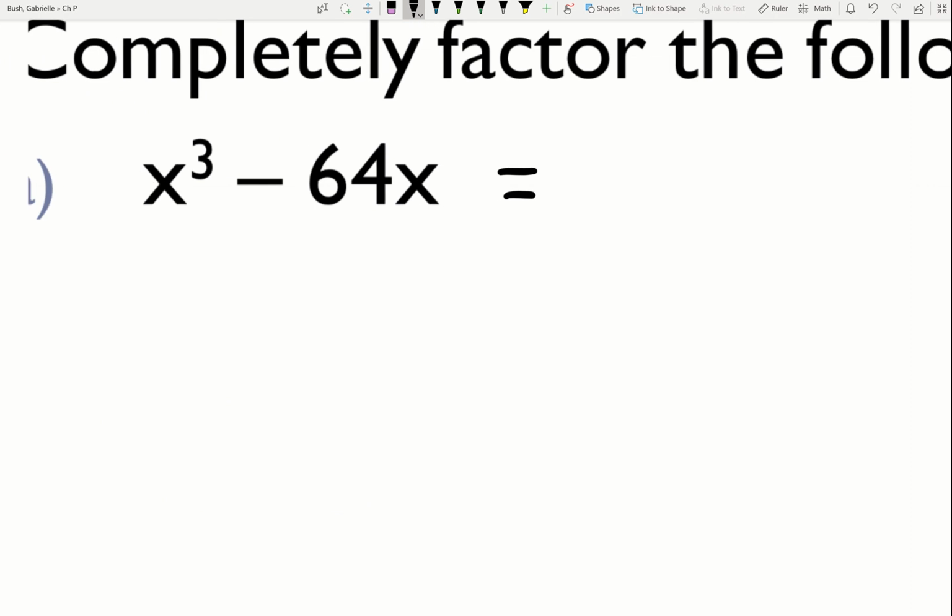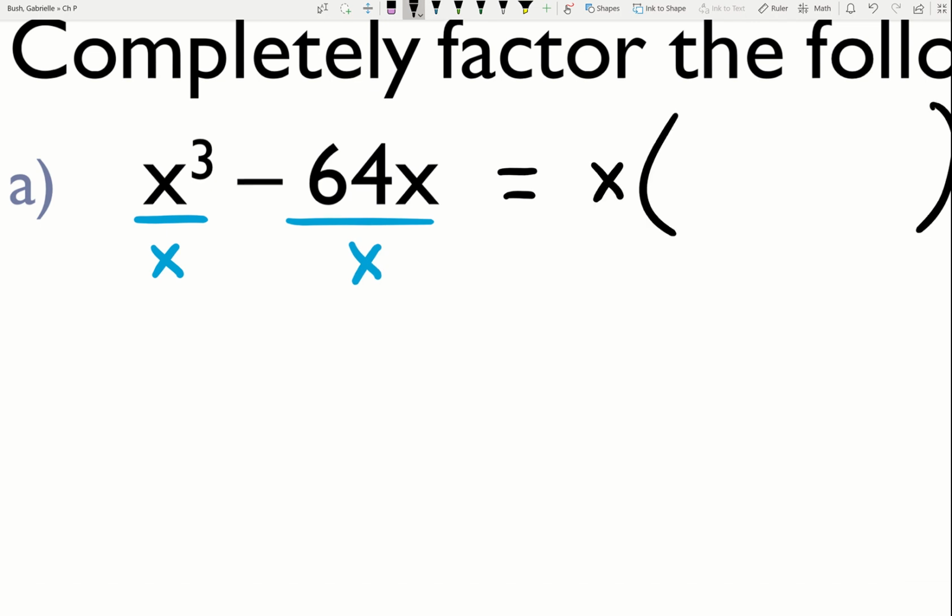The very first thing that you guys want to look for whenever you're factoring is a GCF. You always want to ask yourself if there's a GCF, and I think definitely here there is one because both of these terms can give up a single copy of x. So if we factor that out, what are we left over with? Well, that x cubed gave up one of its x's, so now it's x squared, and then we'll say minus 64 there, okay?